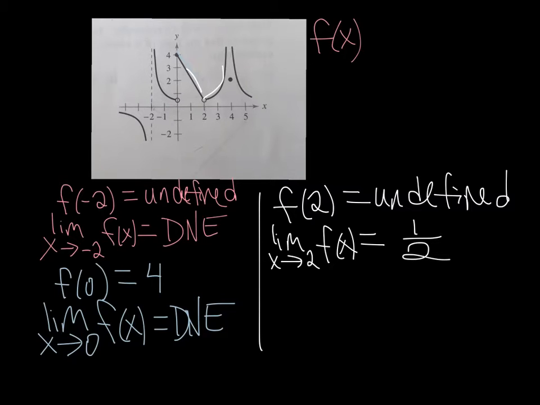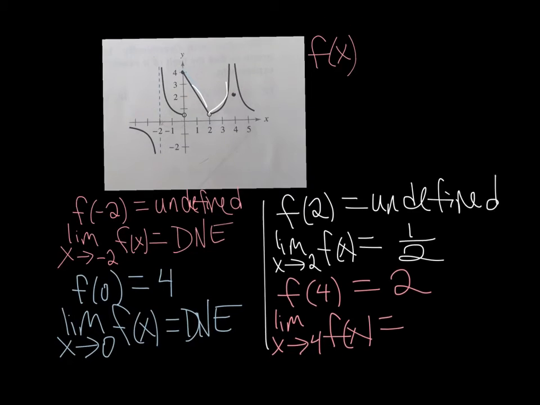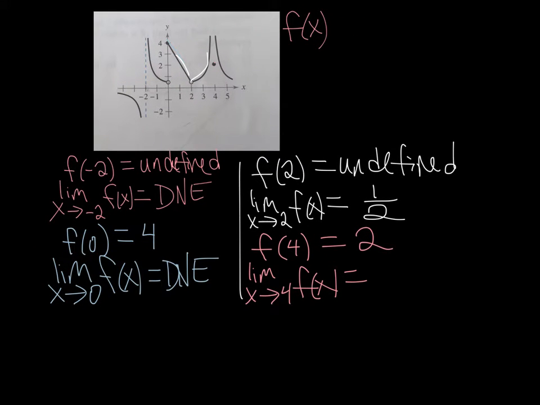And the last interesting point would be f of 4. What is the y value when x is equal to 4? And it's that dot that's sitting there all by itself. f of 4 is equal to 2. And the limit as x goes to 4 of f of x. Can I answer that question? Well, not really. The graph is going all the way up from both sides, so this limit does not exist.